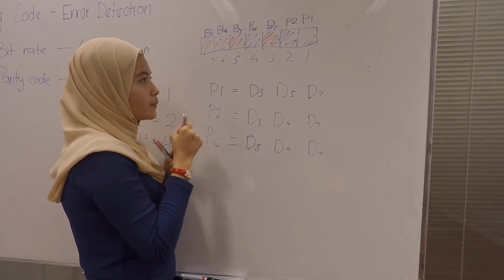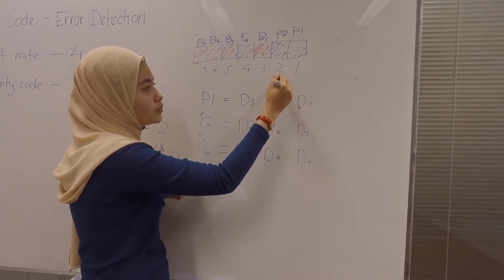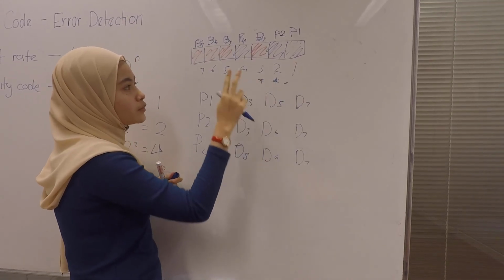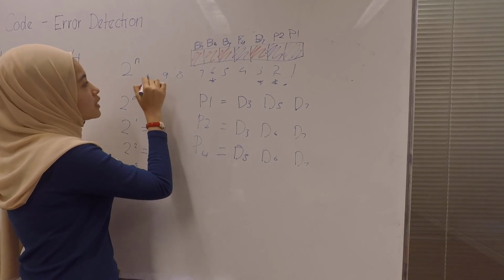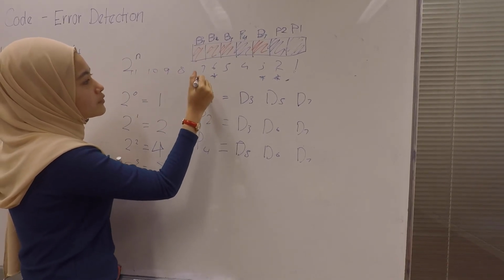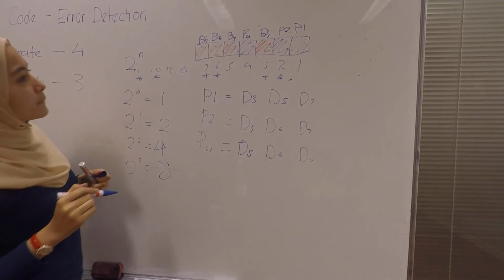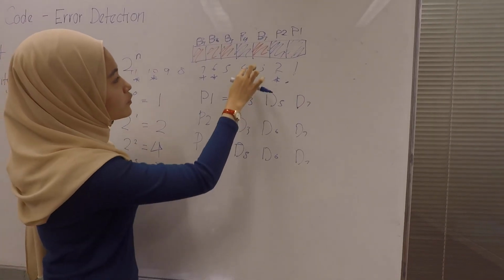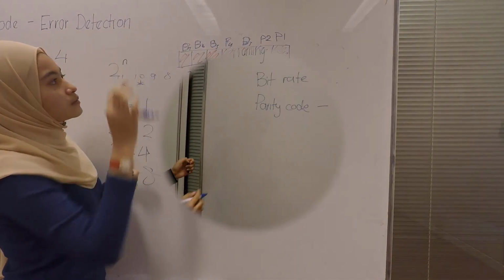For parity 2, the pattern will be 2, 3, skip 2, 6, 7. So let's say if you have 8, 9, 10, 11, it will be 7, skip 2 numbers, 10, 11. Okay, and for parity 4, just take the rest, D5, 6, 7.